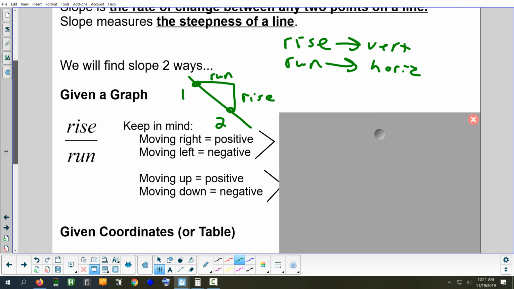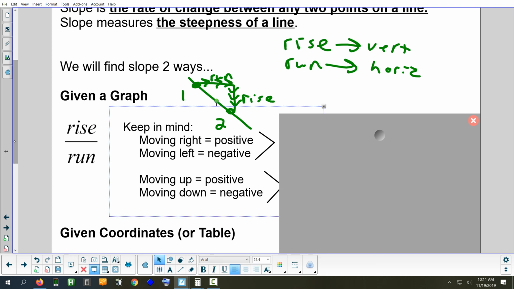So you're starting here, and you're traveling this way along these lines. Which way is the run going? It's going right. So if this was on a grid and we counted it, we would be counting positives. 1, 2, 3. That's the run. It goes to the right. Which way does the rise go here? Down, right? So when you count it, that's going to be a negative number.